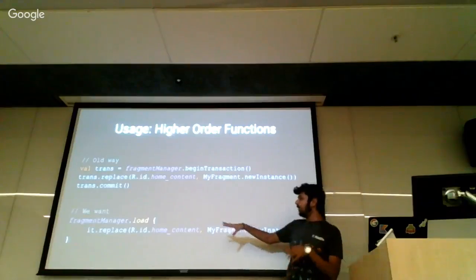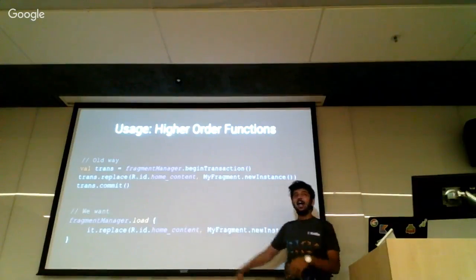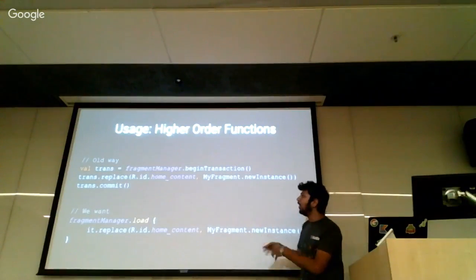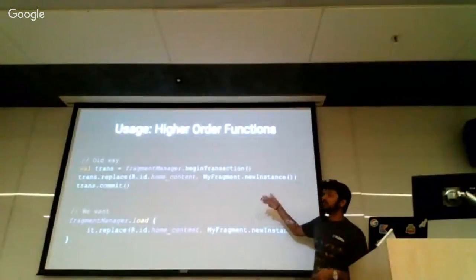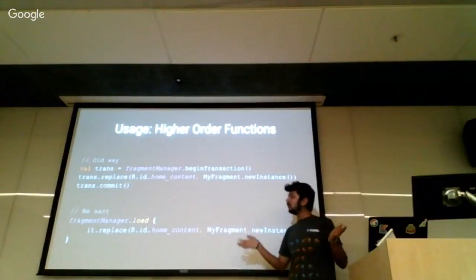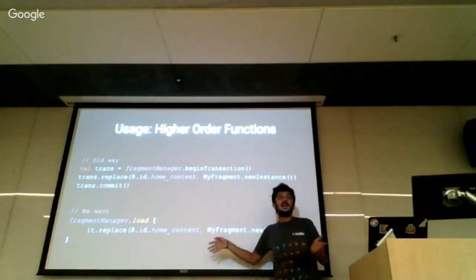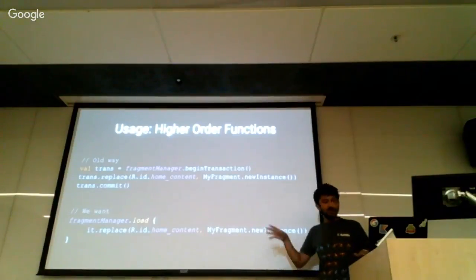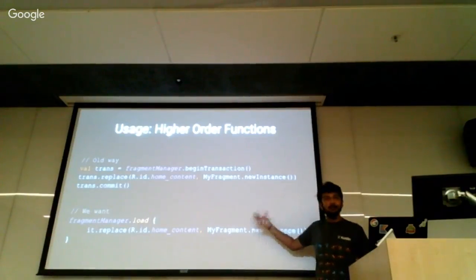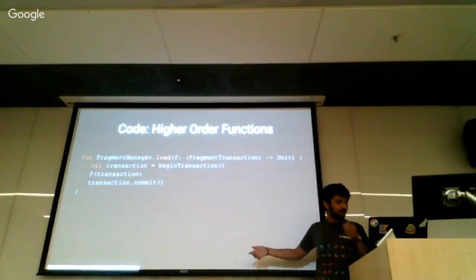Tell Fragment Manager what we want to do, and instead we just say what we want to do, and the Fragment Manager or the system will handle the begin transaction and commit for us. This is what we wanted from the start, but we didn't know that. But with Kotlin, we can have such a feature. Now let's look at how this can be implemented, the code of this.